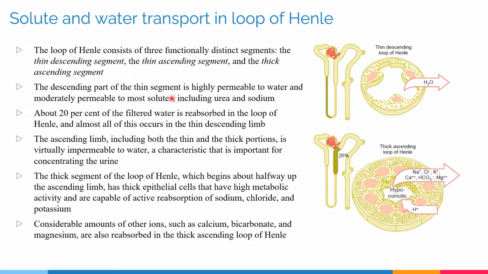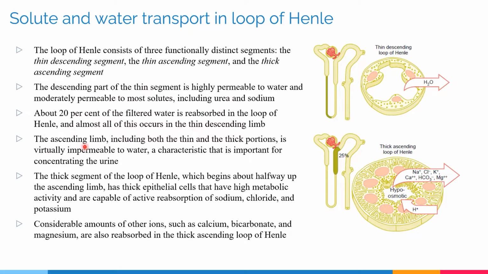The descending part of the thin segment is highly permeable to water and moderately permeable to most solutes, including urea and sodium. About 20% of the filtered water is reabsorbed in the loop of Henle, and almost all of this occurs in the thin descending limb.